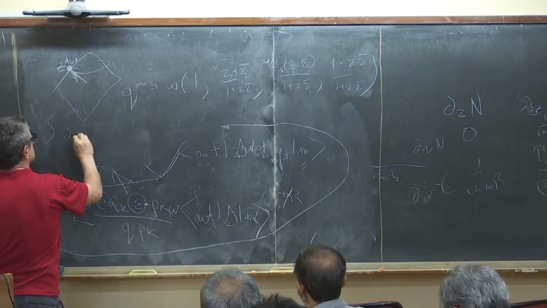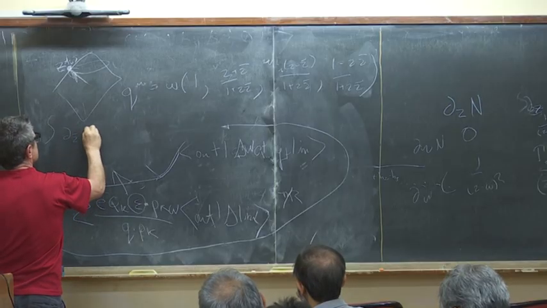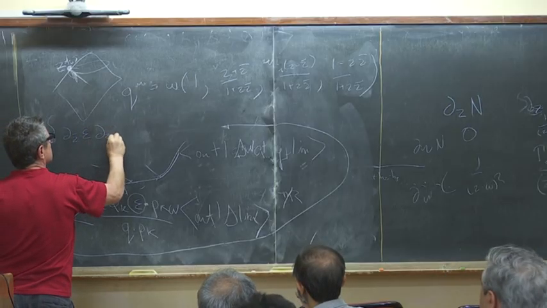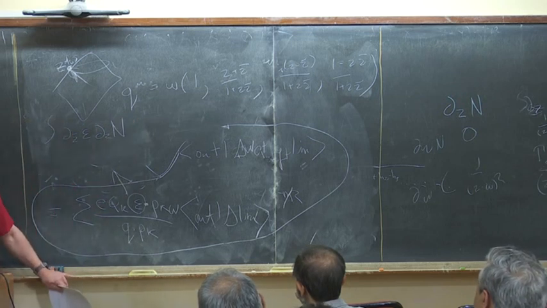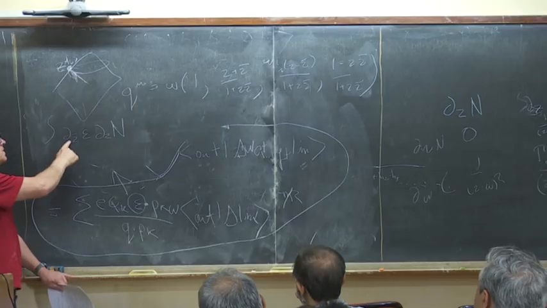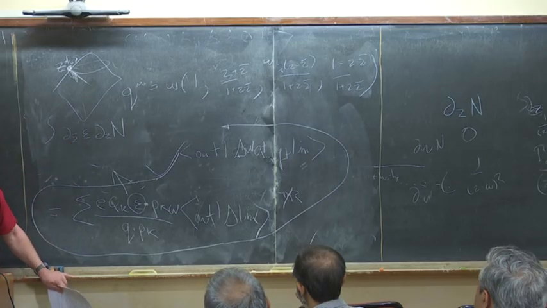AC and AC bar were both DC and DC bar. Is this what you're asking me? This is the polarization, dc bar epsilon.